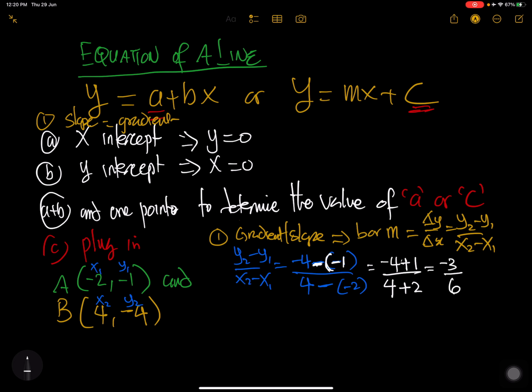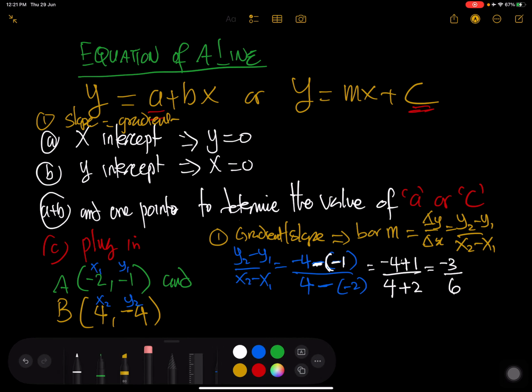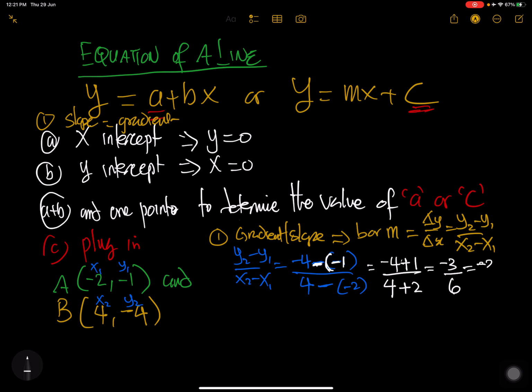Why are we getting -3 at the top? Because -4 is what you owe, and then the plus 1 is what you have in your wallet. So even if you pay 1 to what you owe, you still owe $3, which is -3. That's how we are getting the -3 at the top. And then we can simplify it. There's a common factor, which is 3. So -3 over 6 becomes -1 over 2. So our b or m is negative 1 over 2.